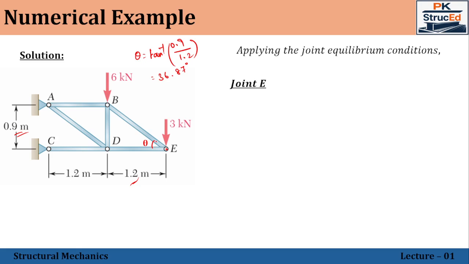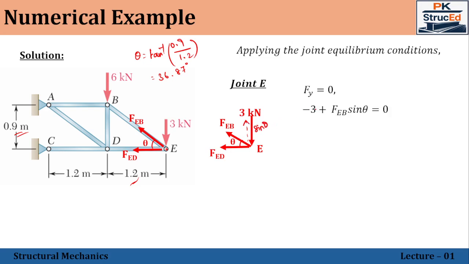Let me assume both the members are in tension, acting away from the joint, FEB and FED. Right. So now taking the joint forces alone separately, we have 3 kilonewtons acting downward. FEB and FED both are assumed to be tension. Right. Now applying the equilibrium equation, let me start with the vertical force equilibrium. We'll have 3 acting downwards, and this inclined force will have the vertical component upward. That will be sine theta. So in that case, it will be minus 3 plus FEB sine theta, which will be equal to 0.